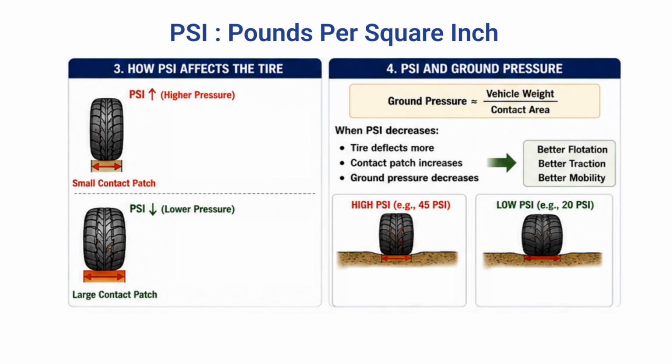The second section connects this to ground pressure, which is approximately vehicle weight divided by contact area. At high pressure, the smaller contact patch produces higher ground pressure. On soft terrain, this increases sinkage and can reduce mobility. At lower pressure, the larger contact patch reduces ground pressure. This improves flotation, traction, and the vehicle's ability to travel over sand, mud, and loose soil. However, pressure must remain within approved tyre limits because excessive deflection can increase heat, sidewall stress, and tyre damage.